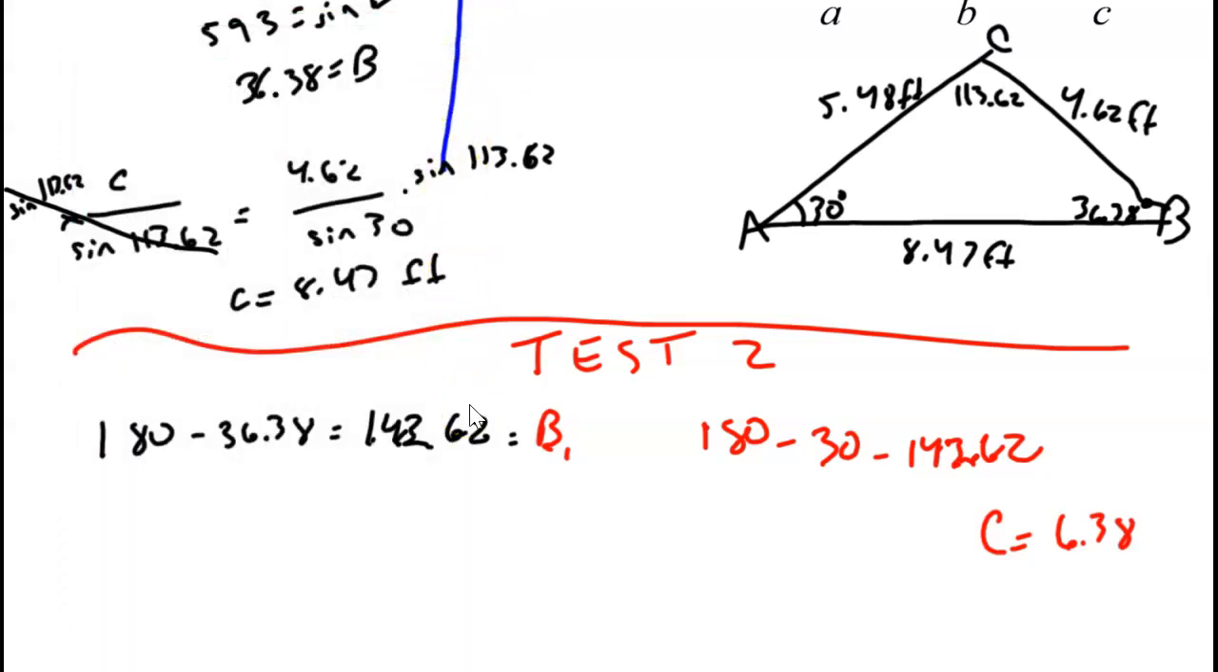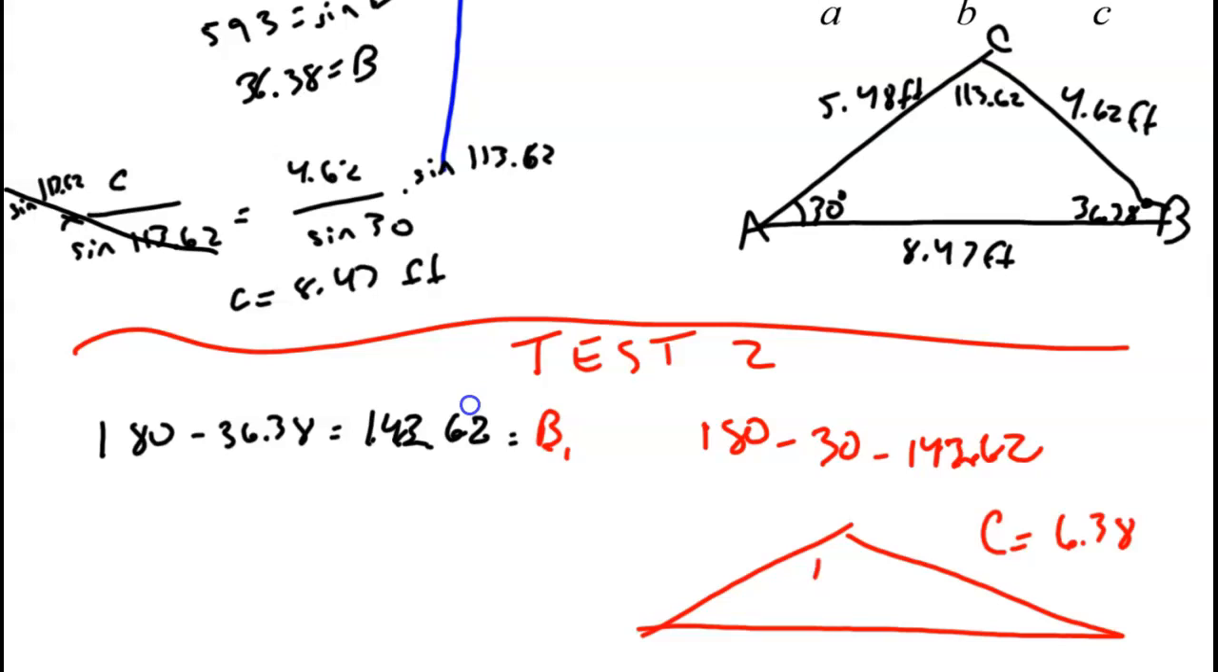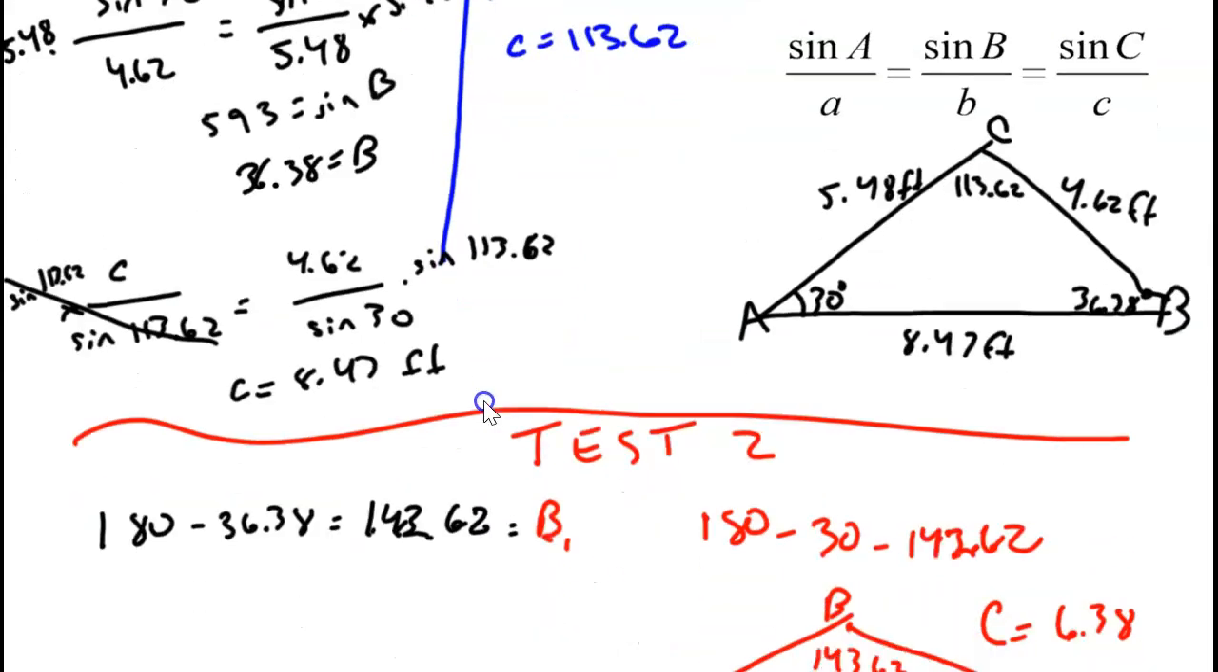Now the only other thing I need to figure out is the length of the side C. So let's look at this second triangle and see what it looks like so far. We have a very flat triangle because this is 143.62 degrees for angle B prime. For A, it's still 30 degrees, and for C, it's just 6.38 degrees. And the lengths for A and B are still our original numbers, 4.62 and 5.48.